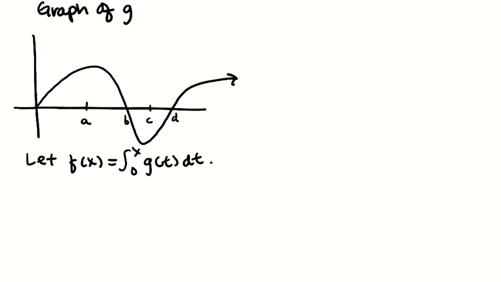Okay, now we're given the picture of a graph of some function g, and we're going to define f to be the integral from 0 up to x of that function. So the first thing we need to do is show the reader that we know what the derivative of f is. So I'm going to explicitly say that f prime of x, I'm taking this, plugging it in for t, and I'm not forgetting the chain rule. So this is g of x multiplied by 1. So f prime of x equals g of x.